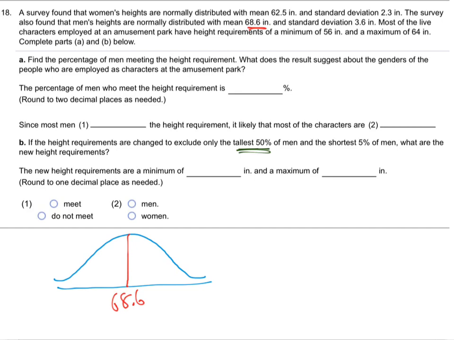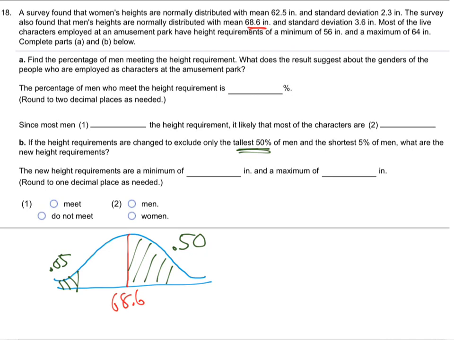Wait a minute, so they want to exclude the tallest 5% and the shortest 5%. Let me start here. So there's the shortest 5% right there, and here's the tallest 5%. Does that make sense so far? So we want to make costumes that eliminate only the tallest and the lowest 5% and fit everybody else in between. So they're asking me to do that.